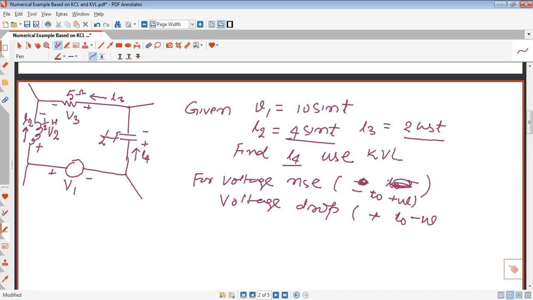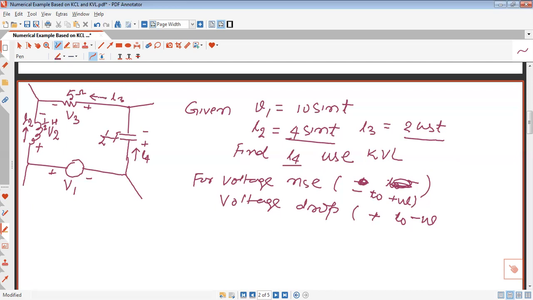We have to apply Kirchhoff voltage law. Using Kirchhoff voltage law, we have to find it. Here the very important thing is we have to assign the signs. So here we see that current is flowing from here to here. So definitely positive will be here and negative will be here, because current flows from higher potential to lower potential.